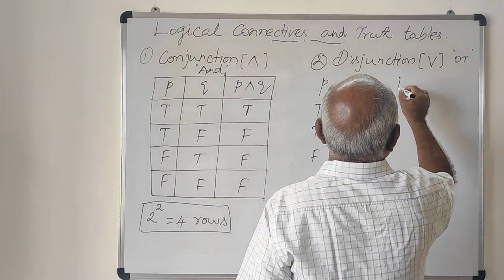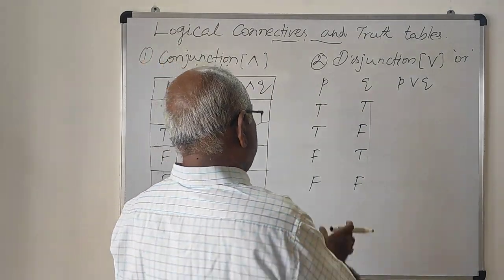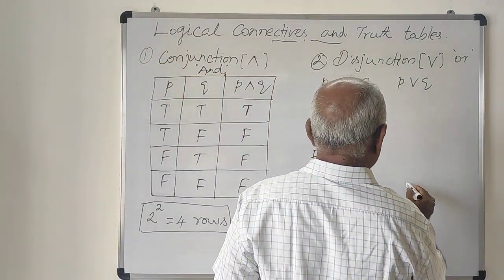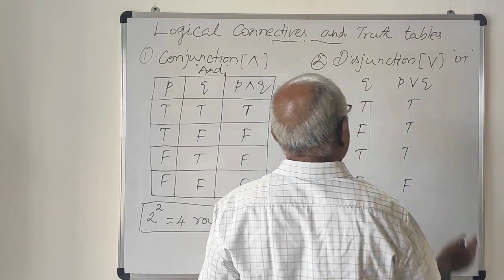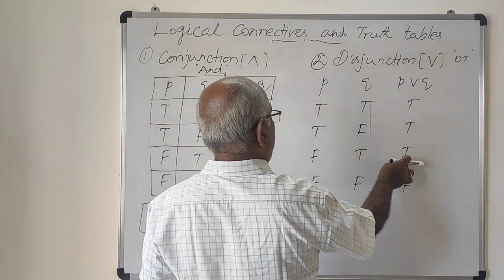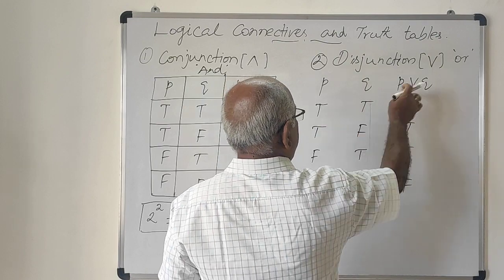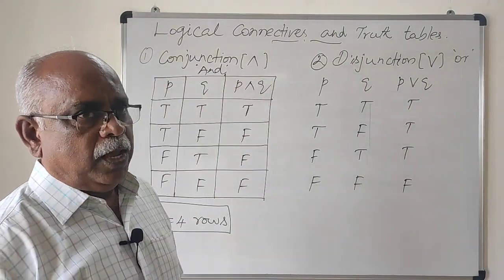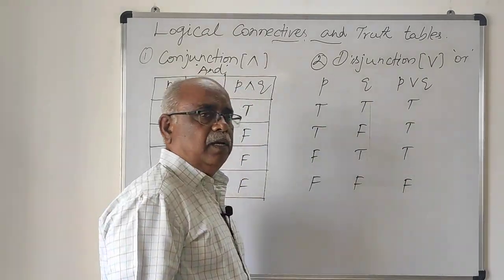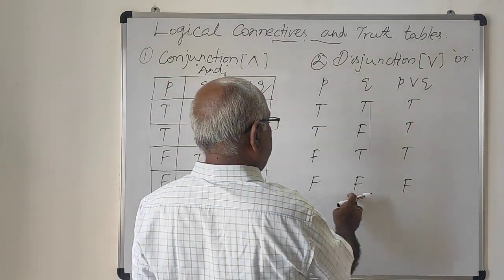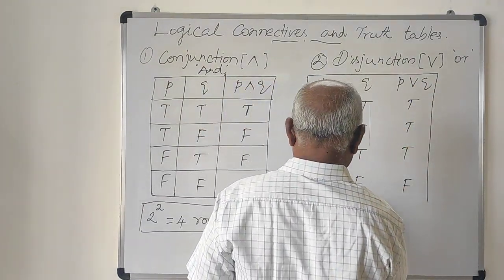Next, the third column is P disjunction Q. In this case, if both the values are false, the disjunction value is also false. Otherwise, all the rest are true. If any one is T, the truth value is T. If both P and Q have the truth value T, the disjunction value is also T. If any one variable has the truth value T, then the disjunction is T. If both are F, the disjunction is F. So this is the truth table for disjunction.